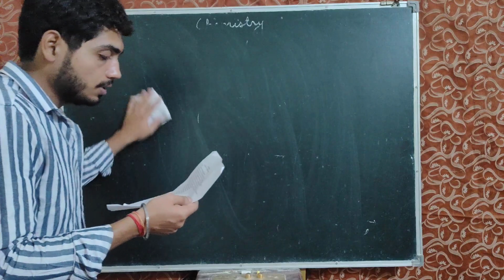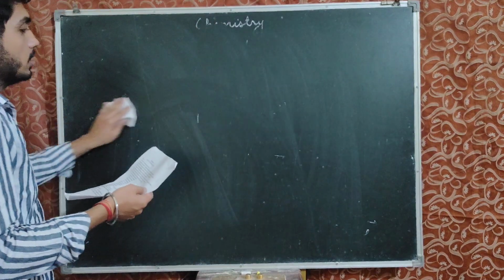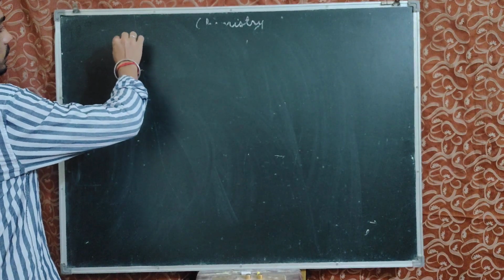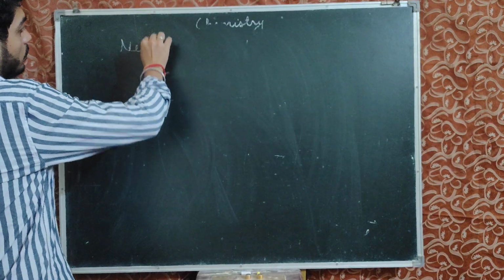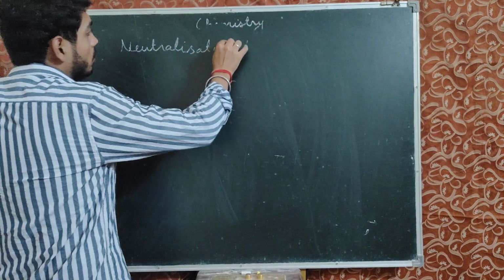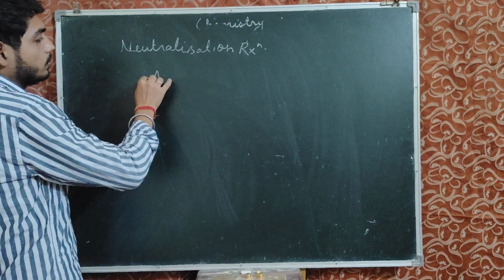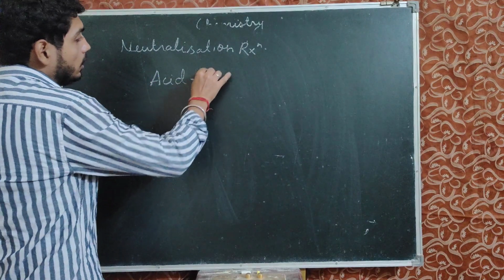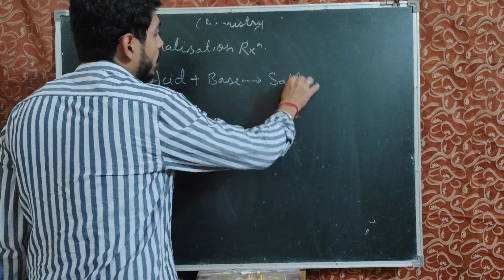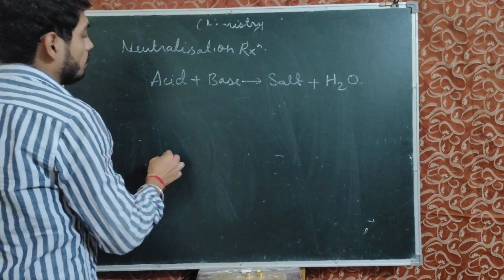So the next part is: explain neutralization reaction by giving an example. So what is a neutralization reaction? Very easy. Neutralization reaction: an acid reacts with a base to form salt and water.